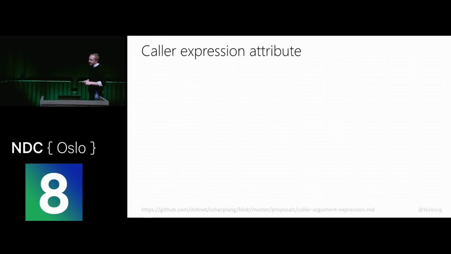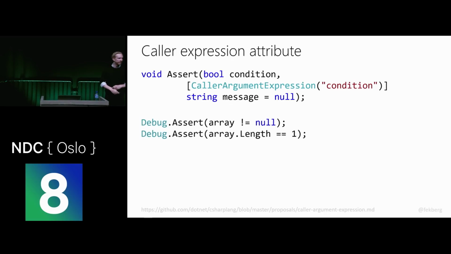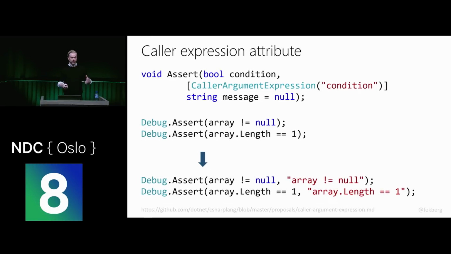Next up, they're doing some changes to allow us to skip passing parameters, especially in this case here, something called caller argument expression attribute. So imagine we have this method called assert. It takes a Boolean called condition. Then we have another parameter called message. We apply this attribute called caller argument expression, and we refer to the condition parameter. And this here, when compiled, does not require us to pass the message itself. Because what it's going to do, it's going to decompile down to something looking like this here. It's going to take the condition as a string and pass that as the message.